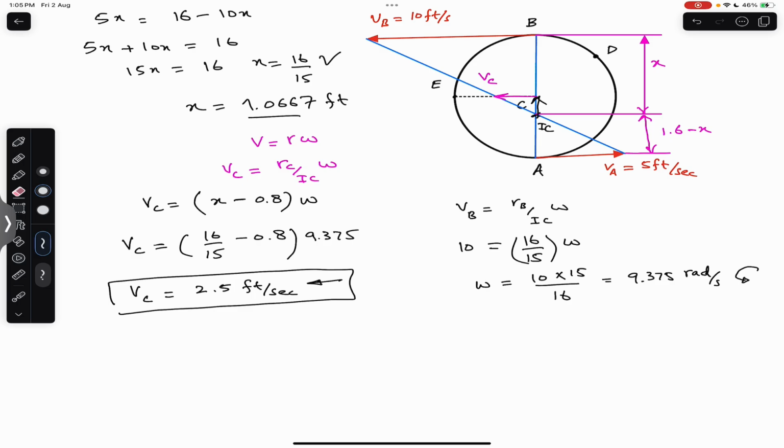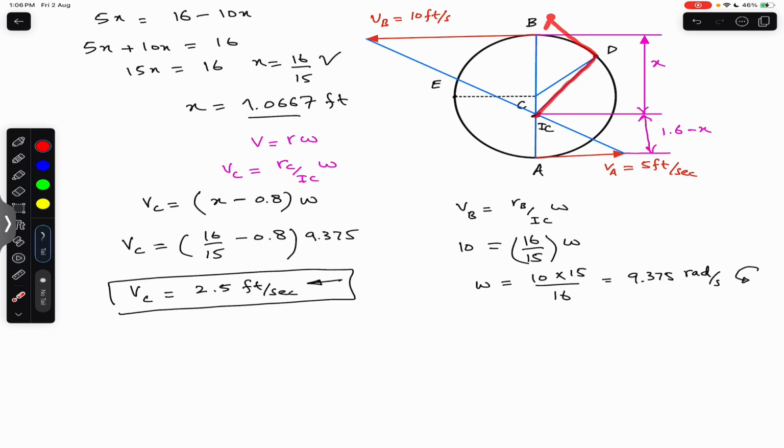Now to find the velocity of point D, we need to join the instantaneous center with that point D. Similarly, we can join the center with point D as well. So now we have this triangle. And the velocity of point D is again due to the angular velocity of the disk about the instantaneous center, and the velocity of point D must be perpendicular to this line.